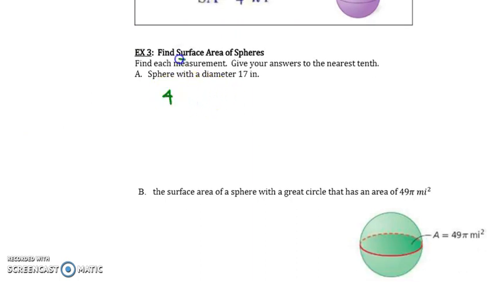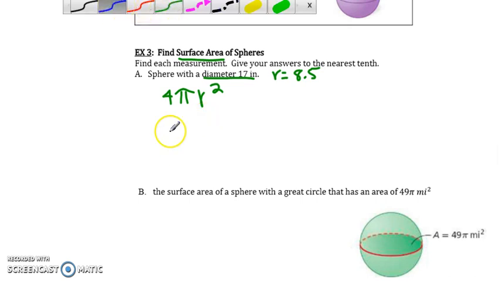So we need to make sure that we know what it's asking for and we're using the right formula. So 4 times pi r squared. Notice our radius is squared this time because we're using surface area, not volume. So this is a diameter, and so if it's a diameter, we know we need to cut that in half. So our radius is 8.5. So we're going to plug that into radius here.